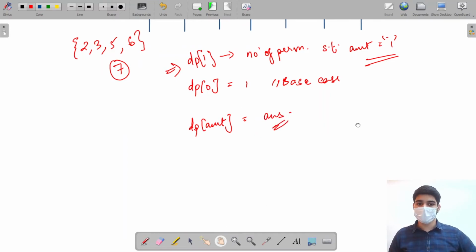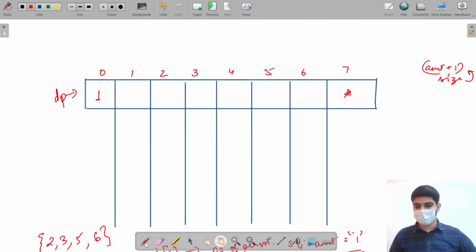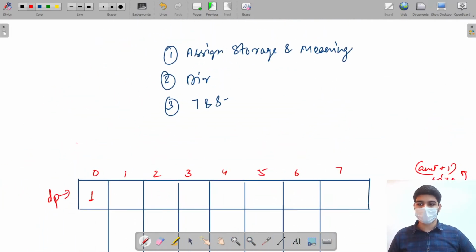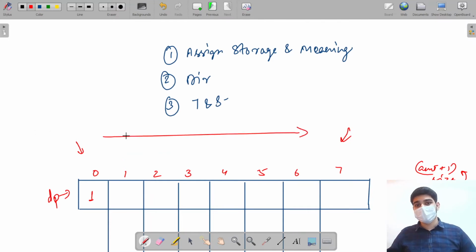Makes sense, right? So we derived that this point would store my answer. All right. Now, what we know is that on DP of 0, we would have our base case. DP of 7, we would have our answer. That means, of course, we would be moving from left side to right side, which is in forward direction, right?